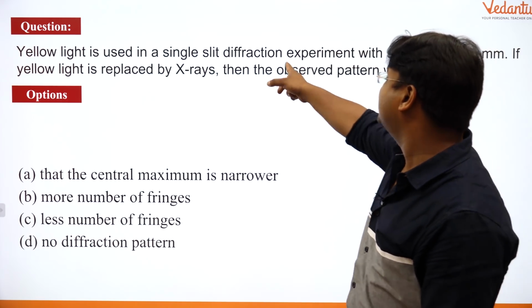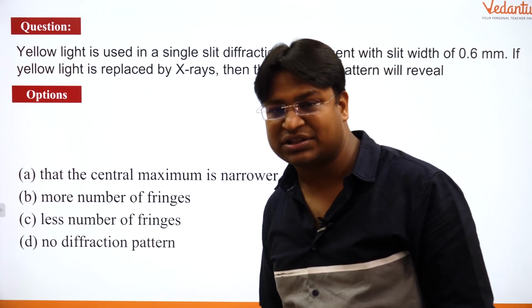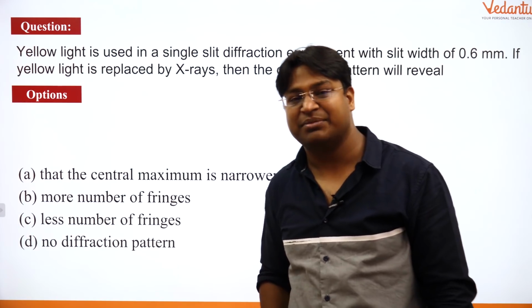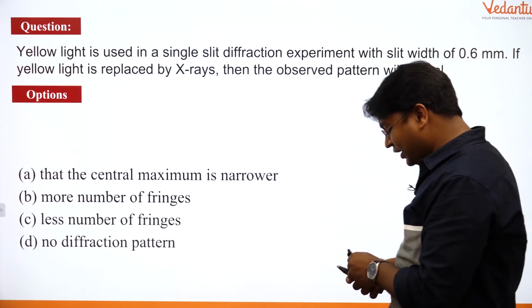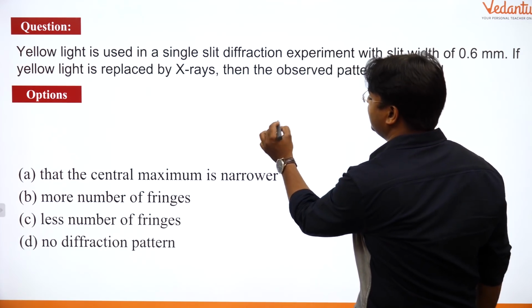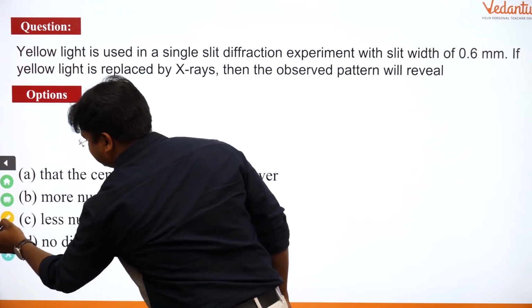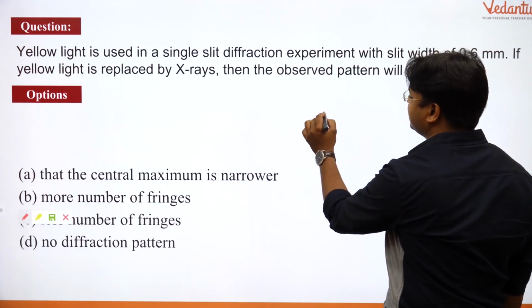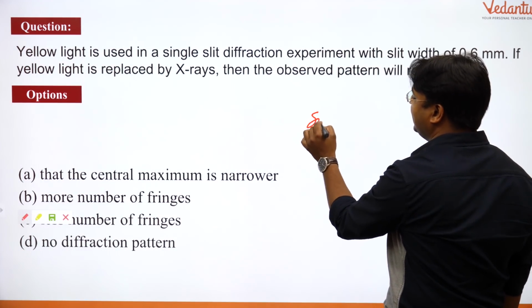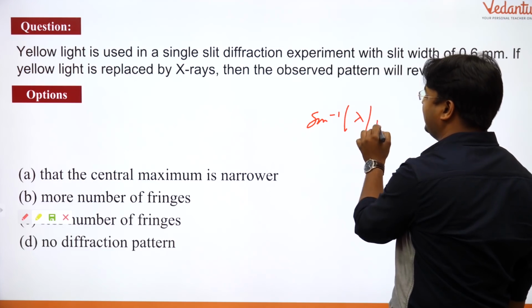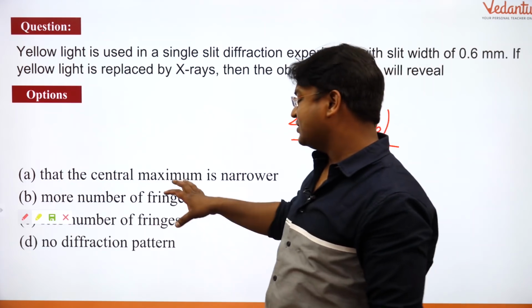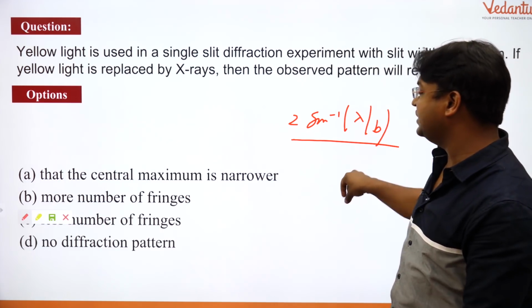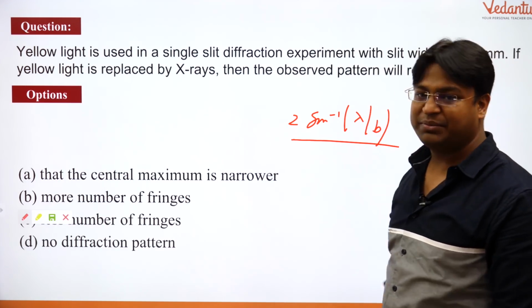Actually, this is a diffraction based question. It is not a Young's YDSE question. It's a diffraction based question. So in diffraction we have a central maxima, and the angular width of the central maxima is sine inverse of lambda by b, something of this sort. So the thing is, if we decrease the wavelength, the central maxima becomes narrower.